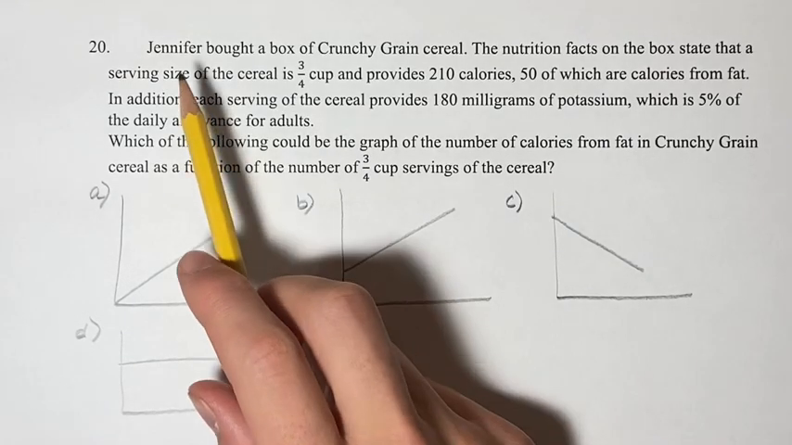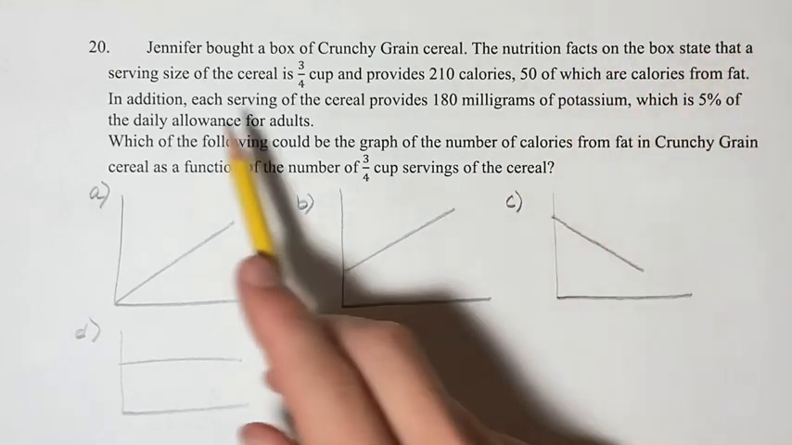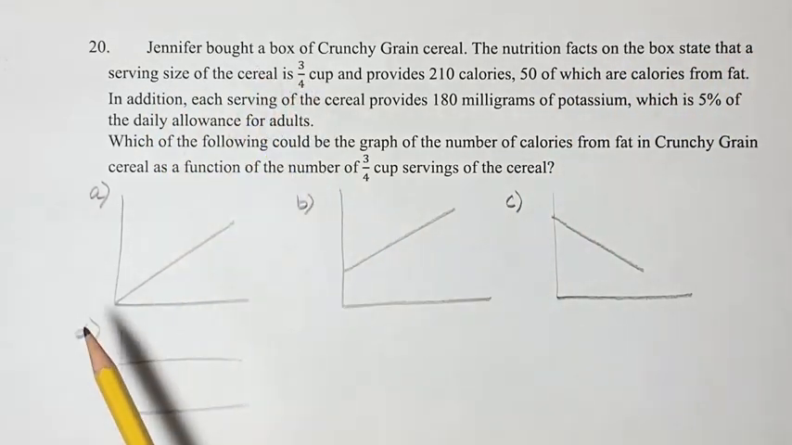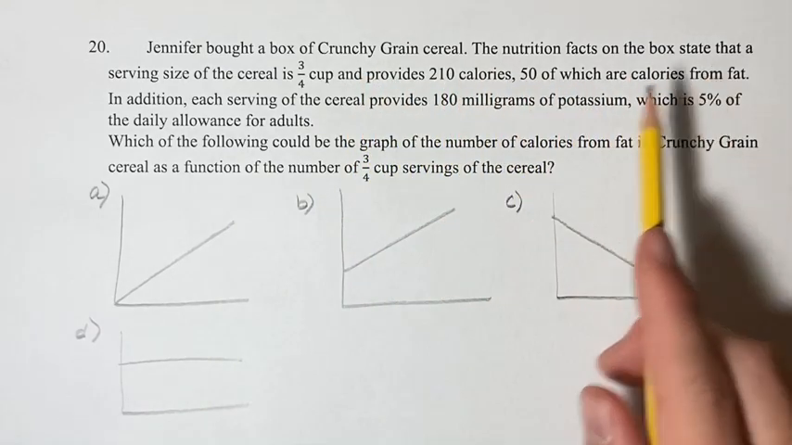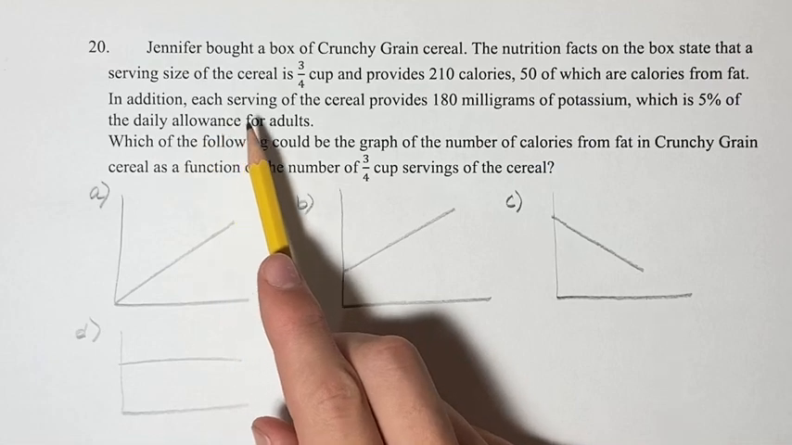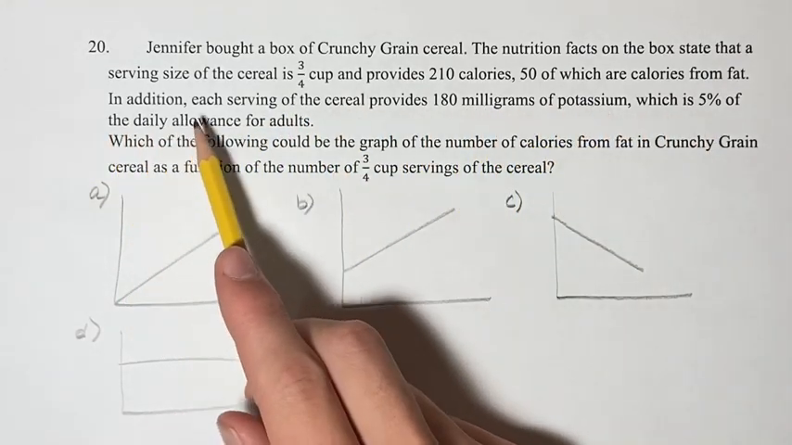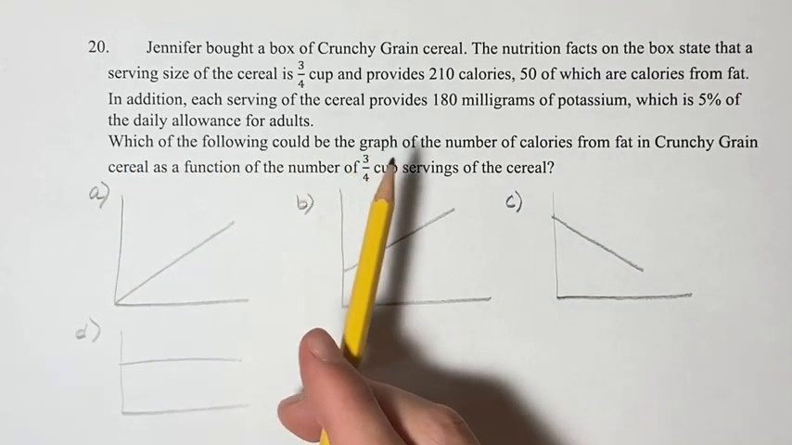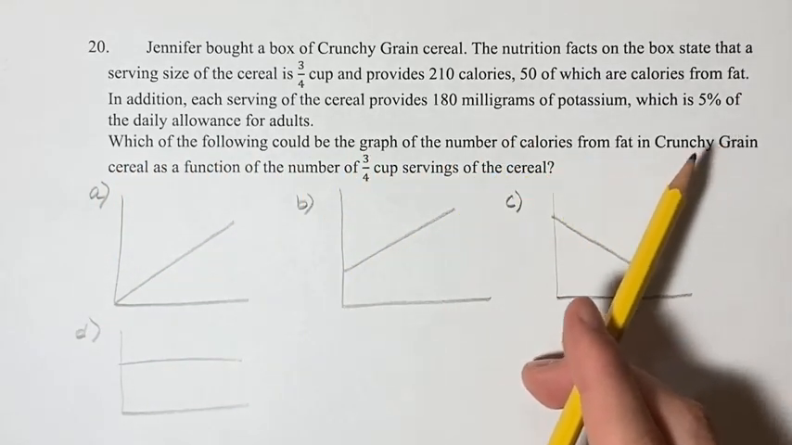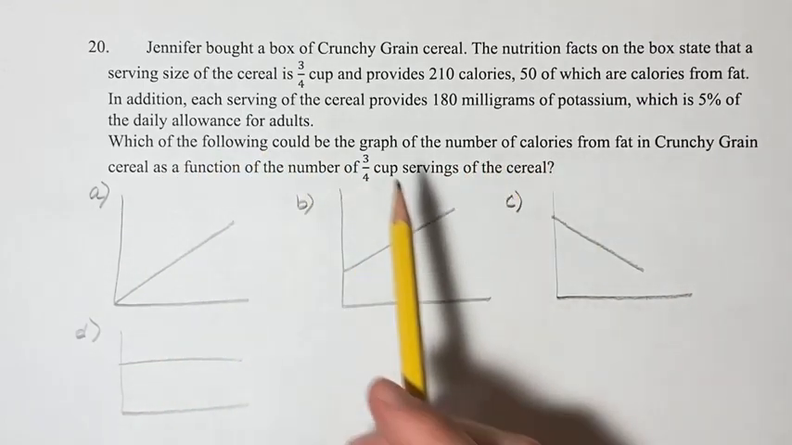In this problem we're told that Jennifer bought a box of crunchy grain cereal. The nutrition facts on the box state that a serving size of the cereal is 3/4 of a cup and provides 210 calories, 50 of which are calories from fat. In addition, each serving of the cereal provides 180 milligrams of potassium, which is 5% of the daily allowance for adults. We're asked which of the following could be the graph of the number of calories from fat in crunchy grain cereal as a function of the number of 3/4 servings of the cereal.